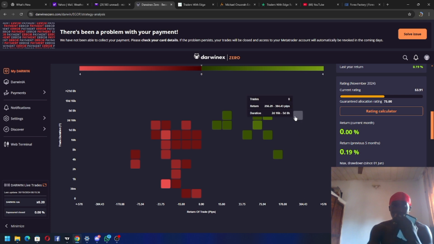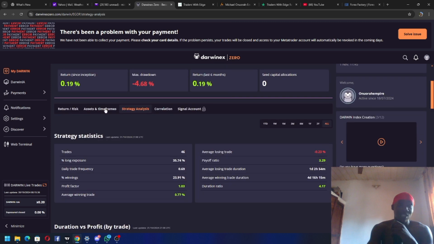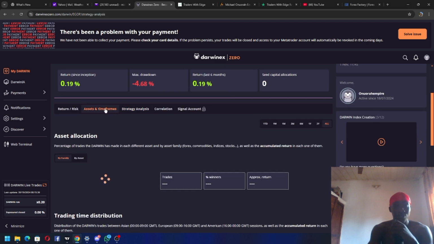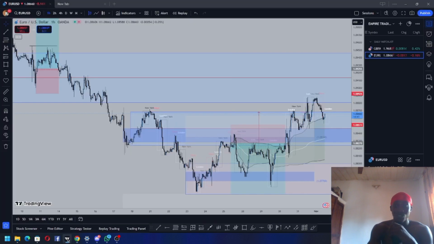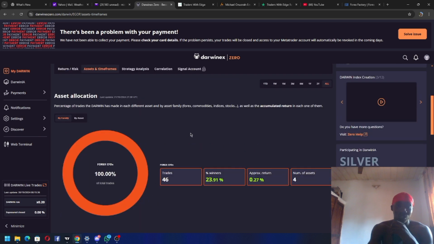So right now, basically that's how my trading has been. Let's take the asset and time frames I've been trading throughout my whole three months with Darwinex, guys. I've not even traded gold in three months. It has just been forex. You can see forex and CFD is 100%.